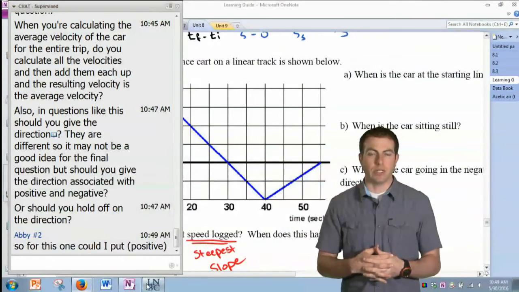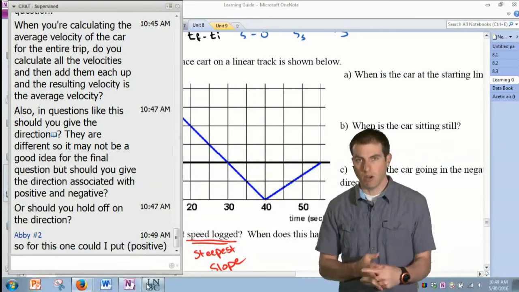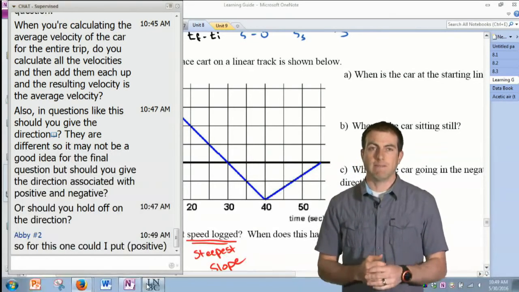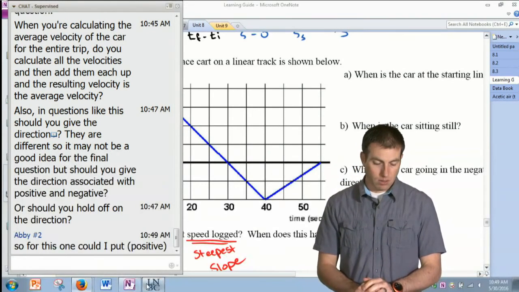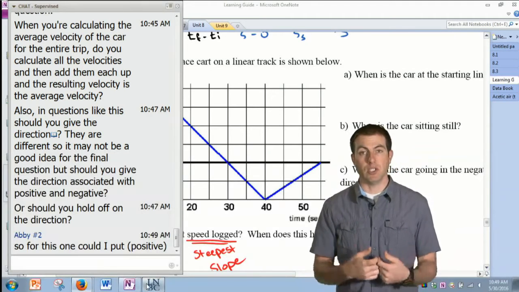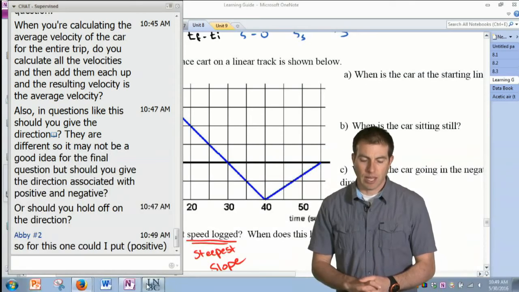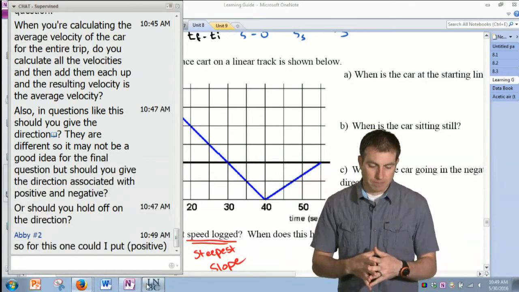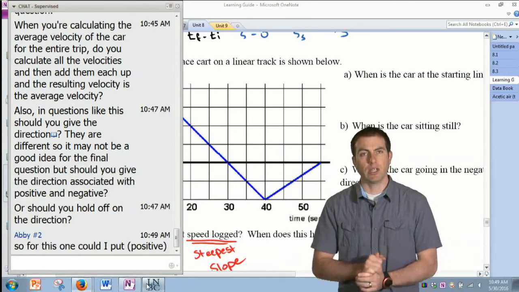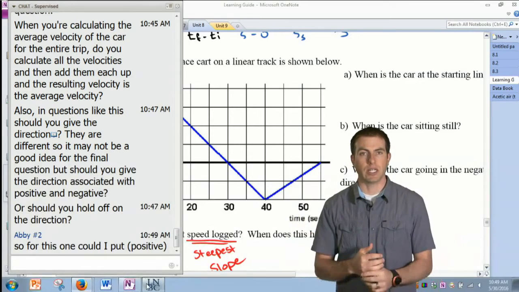That's all you can do. Unless they give you a direction on a graph or in the question, you can't indicate it. So you can only work with the information you're given. You can't make something up out of nothing. If they don't give you a direction, you don't have to include a direction in your answer.